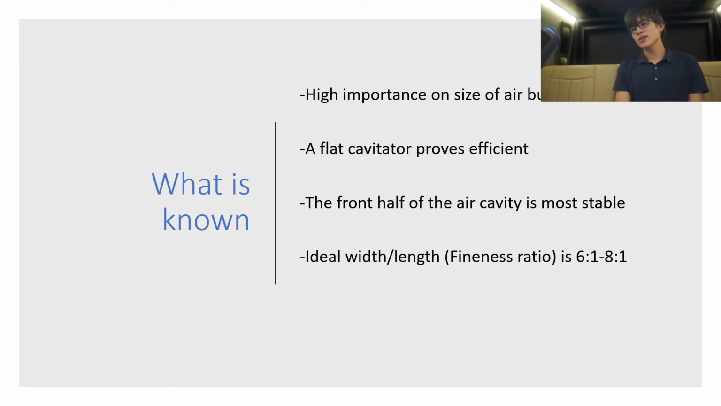So currently what is known is that there's a high importance on the size of the air bubble. A flat cavitator proves efficient, and a flat cavitator is the front end of the supercavitation device, which releases air. And the front half of the air cavity is most stable. And the ideal width to length ratio is between 6:1 to 8:1.